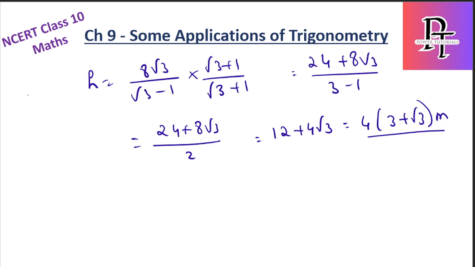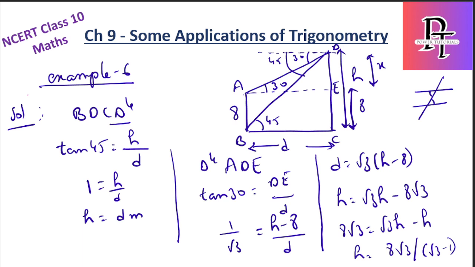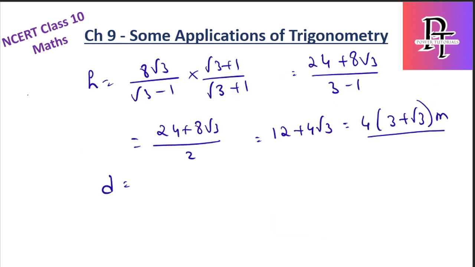Okay, we're asking for the distance between the pillars as well. So the distance is again the same value, because from the previous slide we got h is d meters. So this d is equal to the entire h. So again the distance between the poles, I mean the two buildings, is also the same, which is 4 into 3 plus root 3 meters.